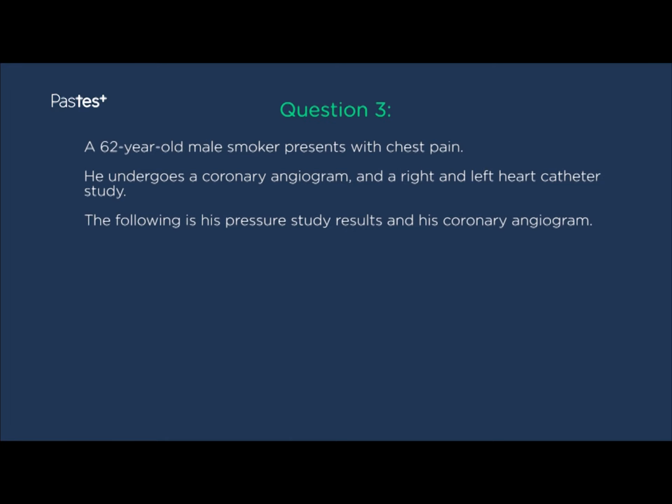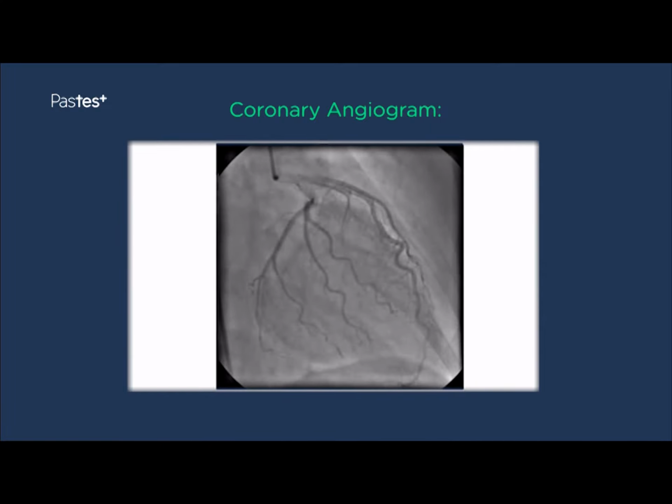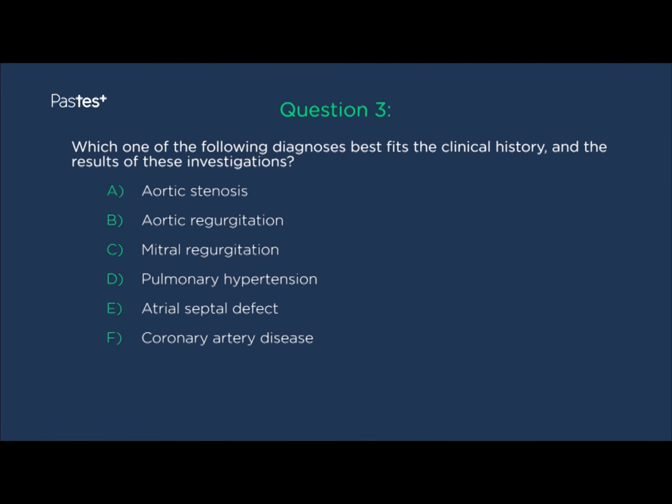So let's have a look at question 3. A 62-year-old male smoker presents with chest pain. He undergoes a coronary angiogram and a right and left heart catheter study. The following is his pressure study results and his coronary angiogram. I'll give you a moment to consider these. So which of the following diagnoses best fits the clinical history and the results of these investigations? If you answered A, aortic stenosis, you'd be correct.